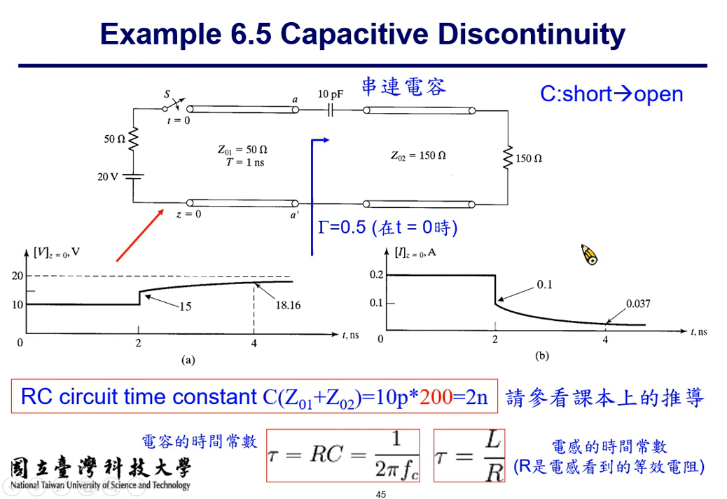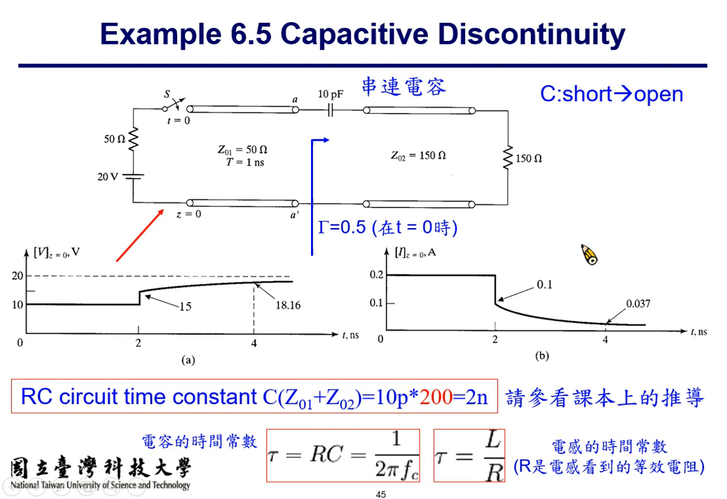And why does this thing become 15? Why? Well, the complete solution is in the textbook, okay? But you should check out why. As you can see here, the V minus signal is 5 volts. The reverse-going voltage set up by this capacitive discontinuity will be 5 volts.